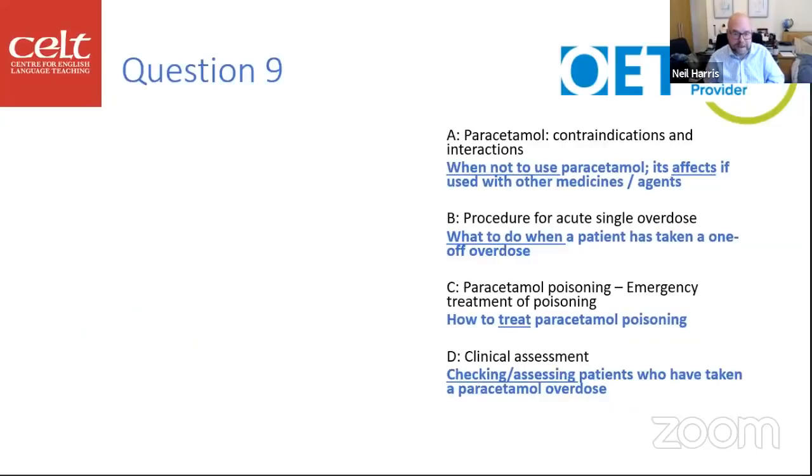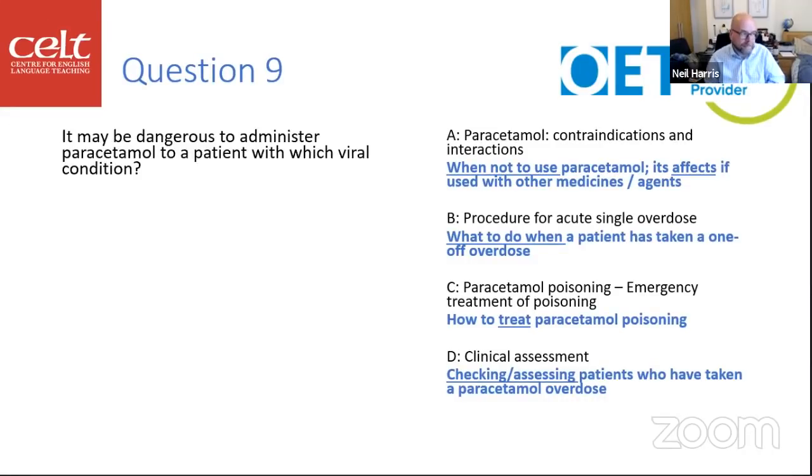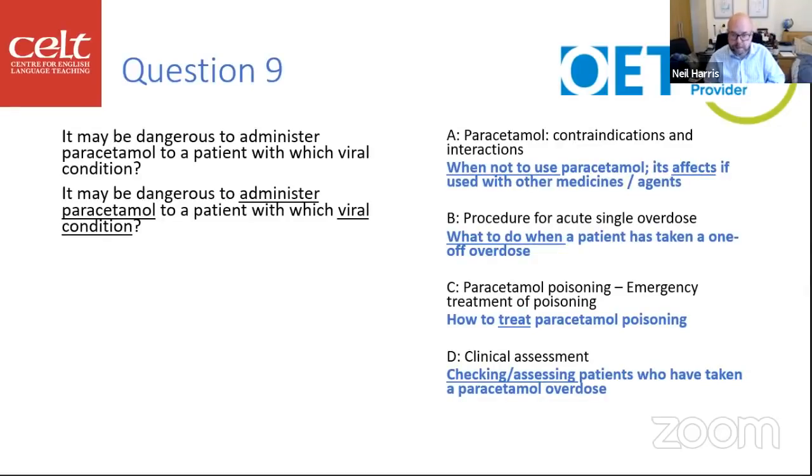Let's try the next one. I'll go a bit more slowly this time, to see if I can give you the chance to join in chat. So it may be dangerous to administer paracetamol to a patient with which viral condition? So the first thing we do is we think about our keywords to underline. These are the ones I've suggested. I could, of course, also underline dangerous, administer paracetamol, viral condition.